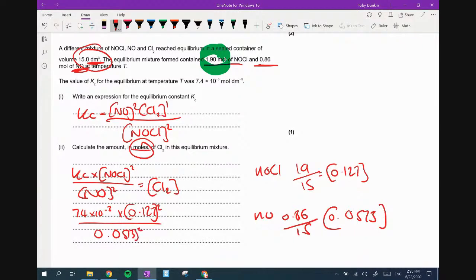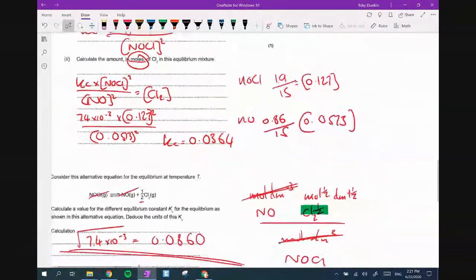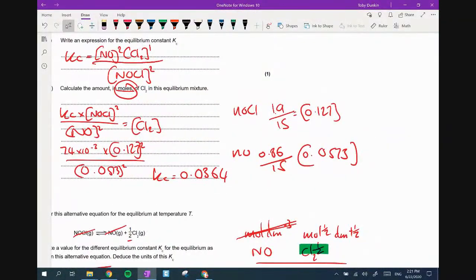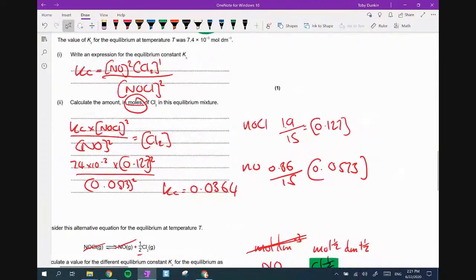7.3 squared. So 7.4 times 10 to the minus 3, multiplied by 0.127 squared, divided by 0.0573 squared, equals my Kc value, which is 0.0364. There we go. And the units, probably we're going to have units, aren't we? Cancel. Oh, hang on a minute. That was working out the moles. That's right. Sorry, that's not Kc.